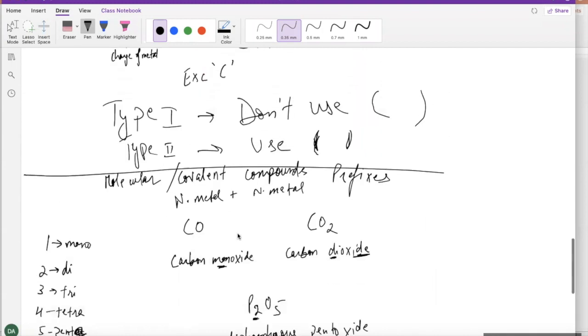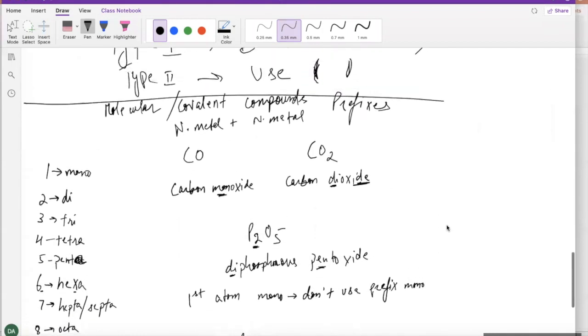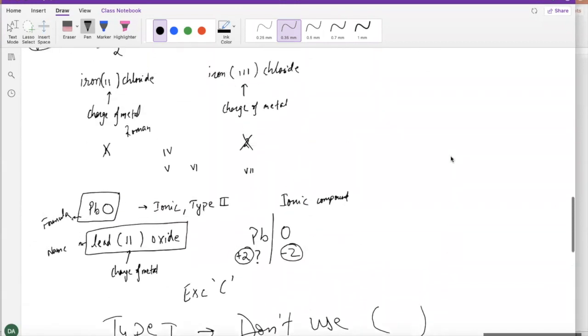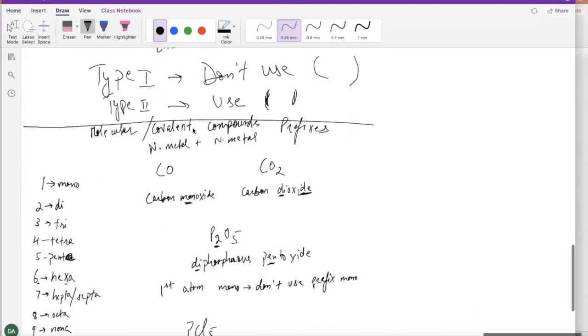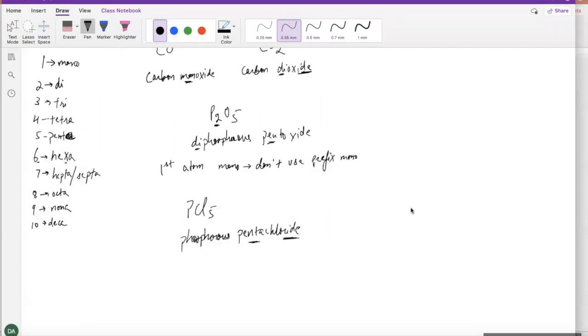Again, if you see, it's actually the easiest to name molecular or covalent compounds. It's more complex to name ionic compounds because you have to struggle with the charges. Here in covalent compounds, there is no charge, so you never have to look at the periodic table to find out the charge.